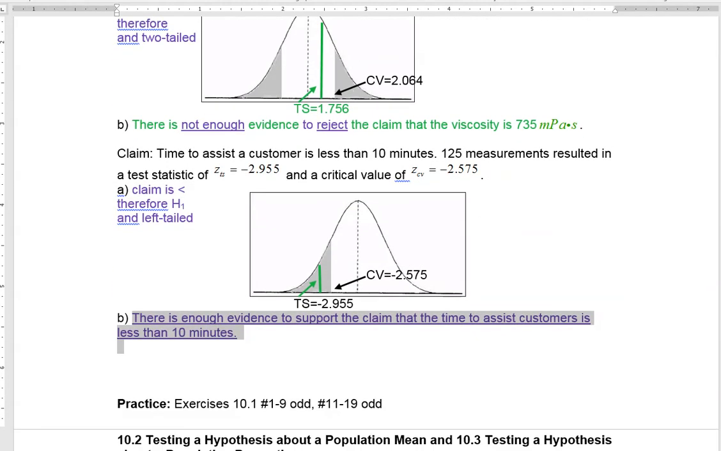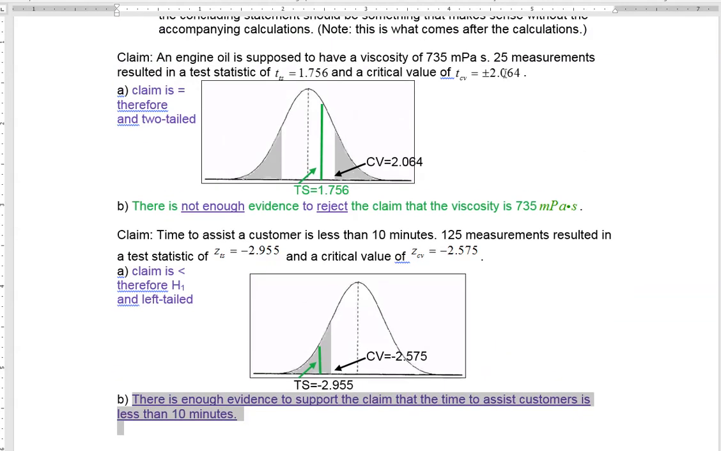So the next lesson after this, we will be looking at the actual calculations. Where did this critical value come from? Where did this test statistic come from? And we'll look at both kinds that we might end up with, a T or a Z, and when we use which formulas. So that's it for this lesson, and you're ready to go on to the next one.